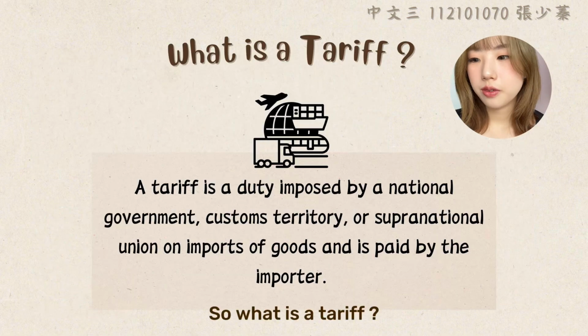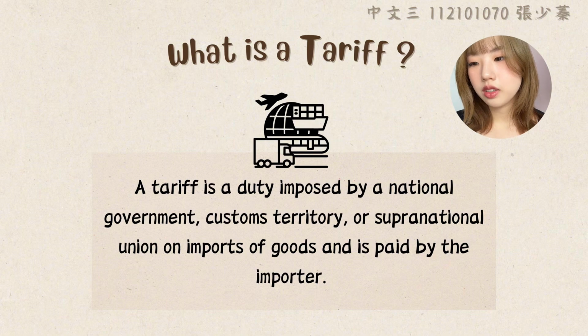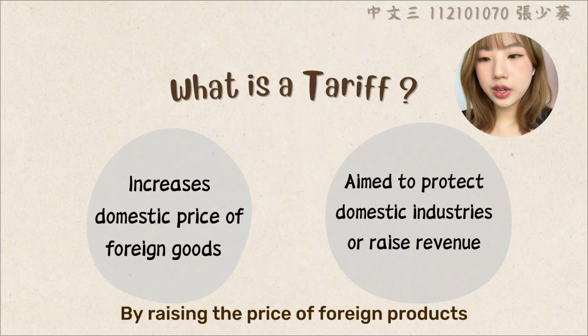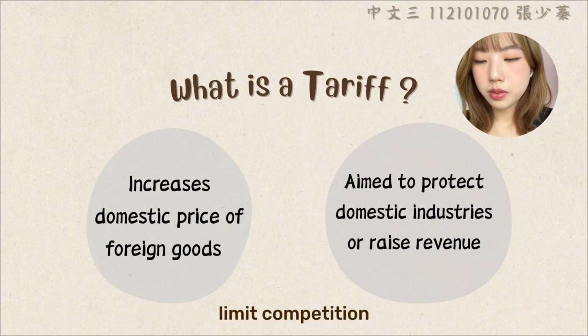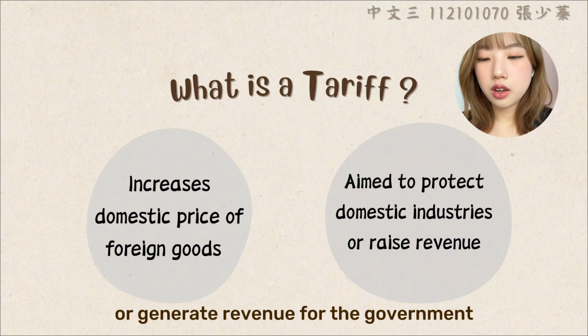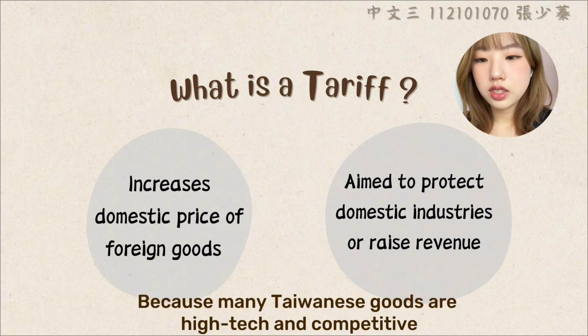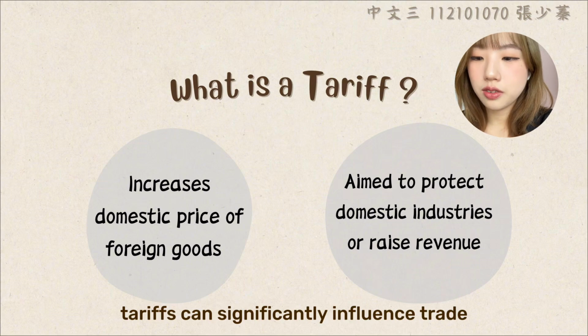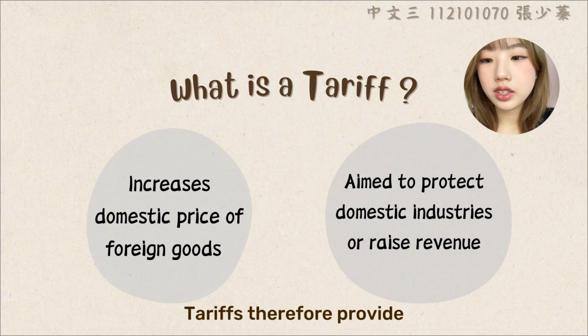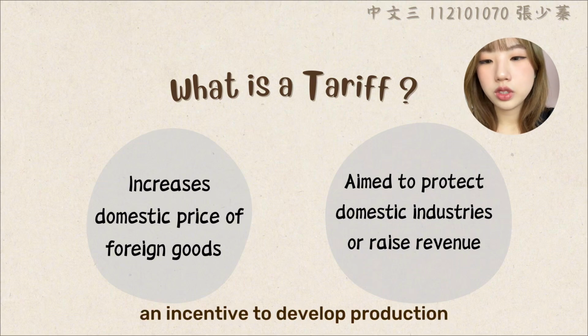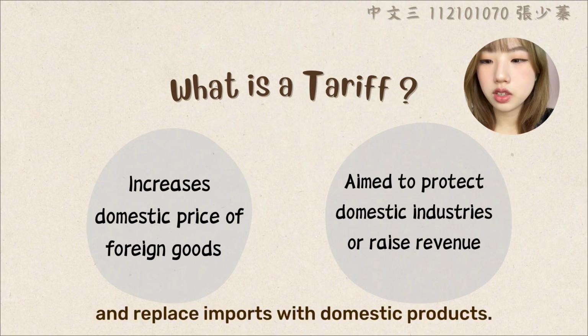So what is a tariff? A tariff is a duty imposed by a national government, customs territory, or supranational union on imports of goods and is paid by the importer. By raising the price of foreign products, tariffs help protect domestic industries, limit competition, or generate revenue for the governments. Because many Taiwanese goods are high-tech and competitive, tariffs can significantly influence trade. Tariffs therefore provide an incentive to develop production and replace imports with domestic products.